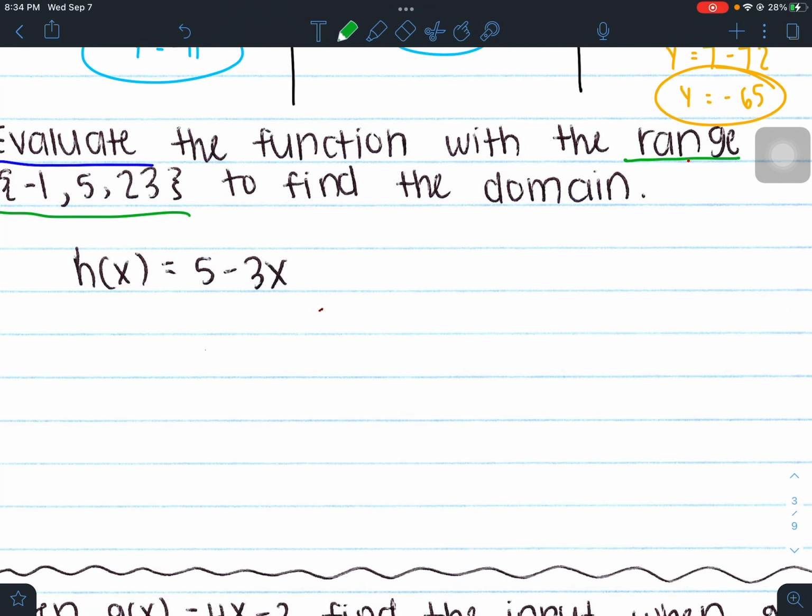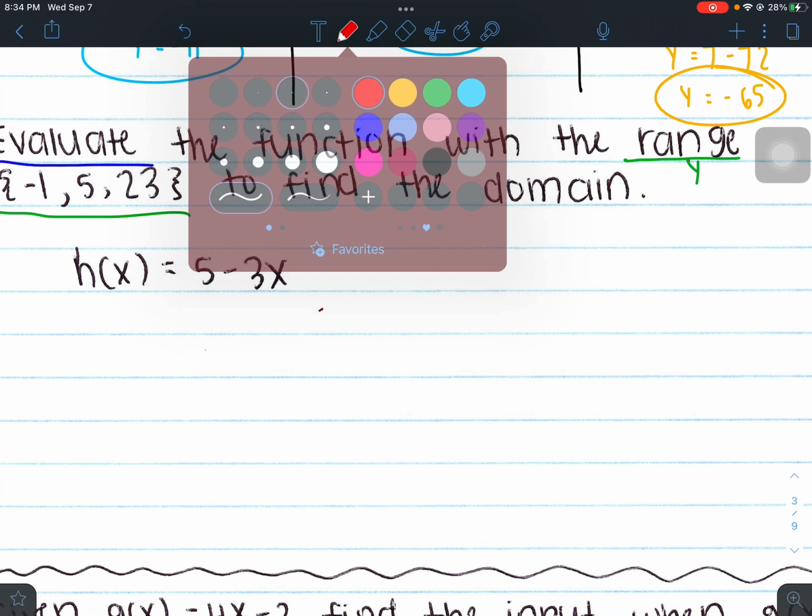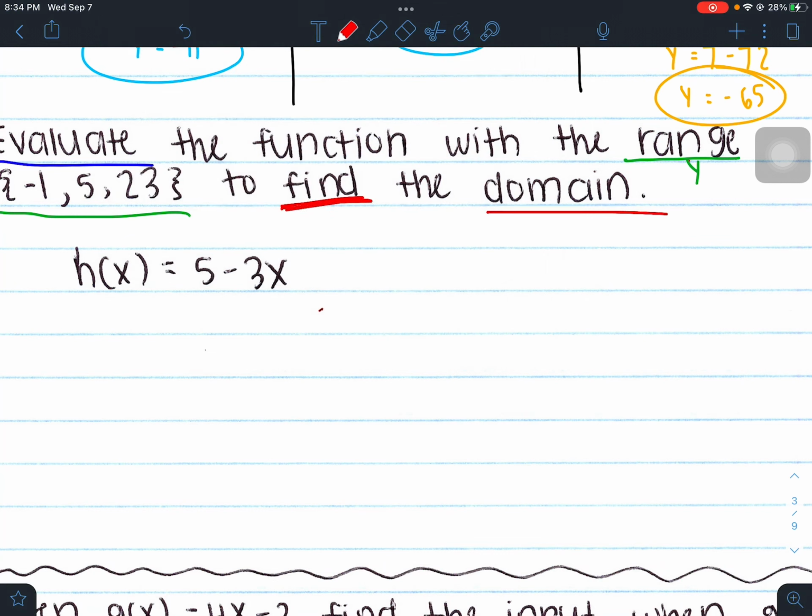Now, what variable is always associated with range? Y. So they're actually giving us the y values this time. They're giving us the range. They're giving us 3 separate y values. And what are they wanting us to find? They want us to find the domain. Find x. So this is basically unit 1. Find x. Solve for that x variable.